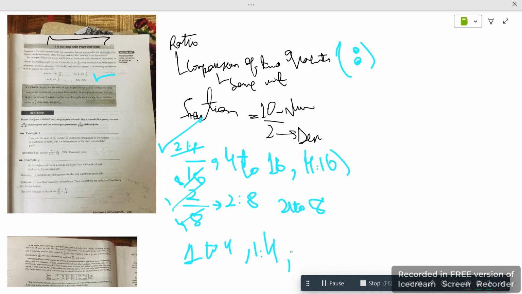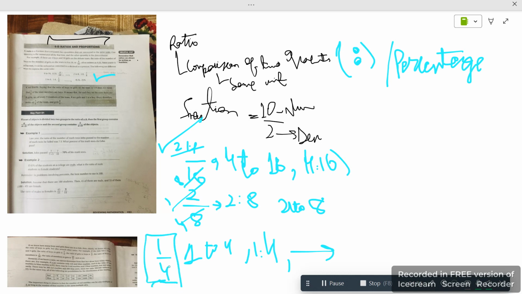We can also write them as a percentage. That's also a very important point. A ratio could also be written as a percentage. So the answer which we get here is 1 upon 4, which I'm writing here. 1 upon 4 is the answer, because this is the simplest form.